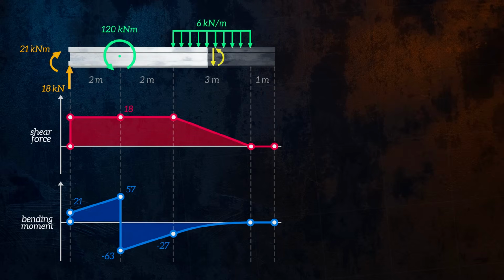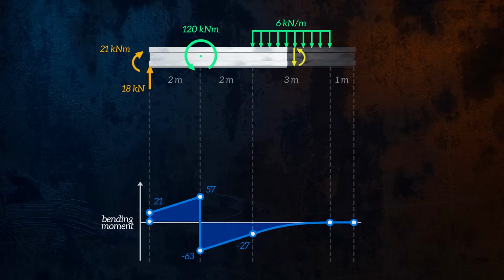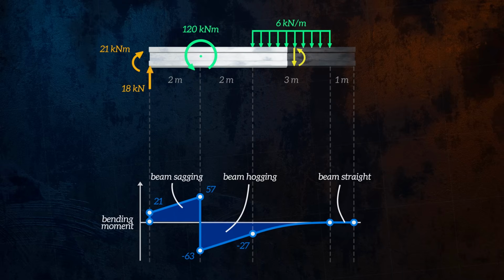Although we can't calculate displacements from these diagrams, we can use the bending moment information to predict the deformed shape of the beam. Where the bending moment is positive, the beam will be sagging, and where it is negative, it will be hogging. Where the bending moment is 0, the beam will be straight. That will give us a deformed shape that looks something like this.